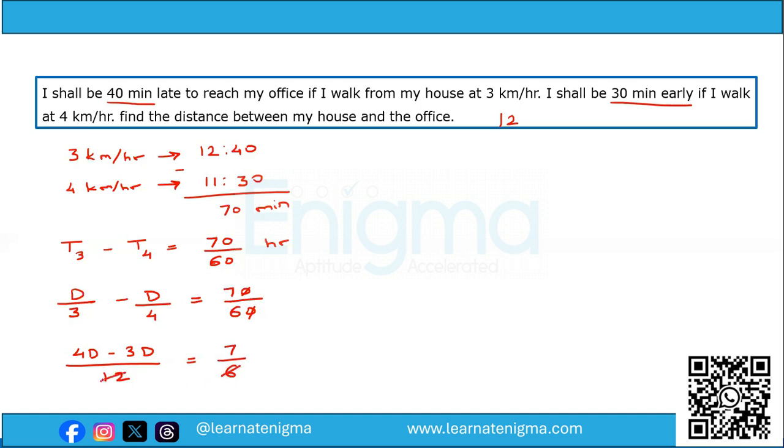Now 6 twos are 12. 4D minus 3D, that is D, is equal to 14 kilometers. So that's our answer. Distance between house and office is 14 kilometers.